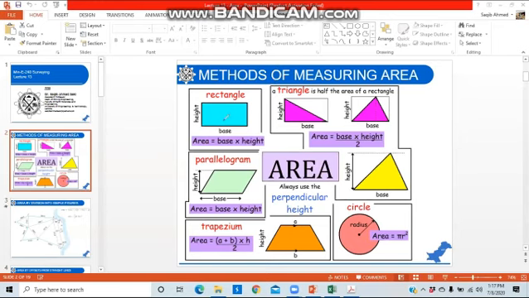Like for example, this is a rectangle, this is a triangle, right? So the area of a rectangle, you guys know from your school days, is equal to base multiplied by height. Similarly, for a triangle, the area is base multiplied by height divided by 2. What if there is a parallelogram? Then the area is base multiplied by height.